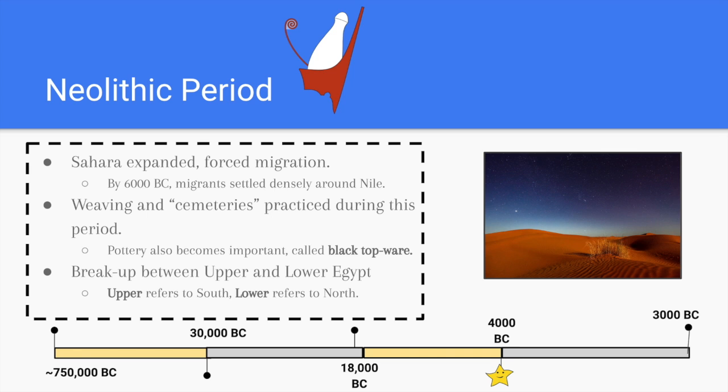Pottery also becomes important, and pottery is very important because it's something that's tangible. We can see it today and it can be preserved very well. And this pottery is called blacktopware. I'm probably going to talk about that later in this lecture.